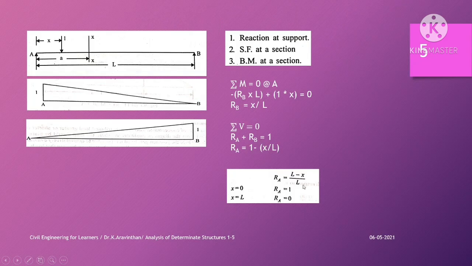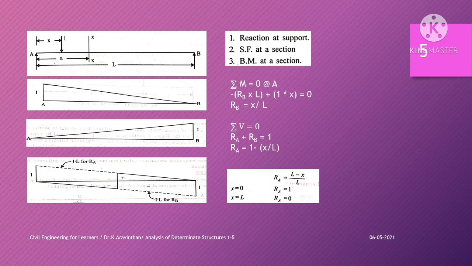So for RA at x equal to 0, the reaction will be maximum, that is 1, and x equal to L. So this is the L distance. So at x equal to L, the reaction will be 0. So if you connect this point, you will be getting the triangle. So this is the first point.